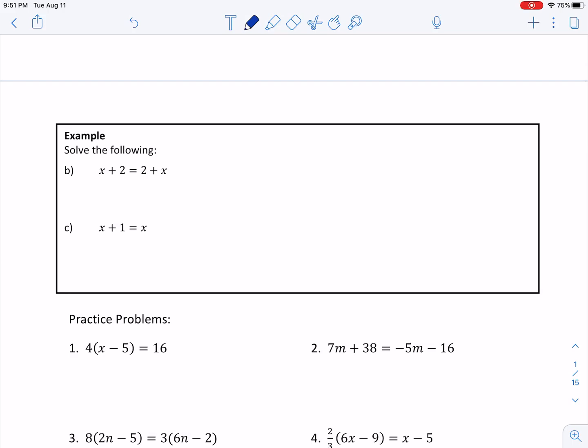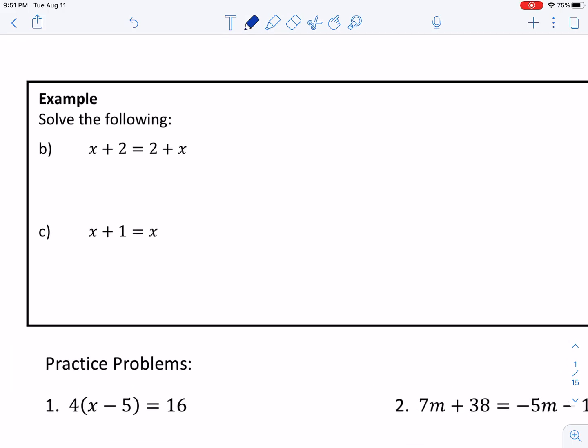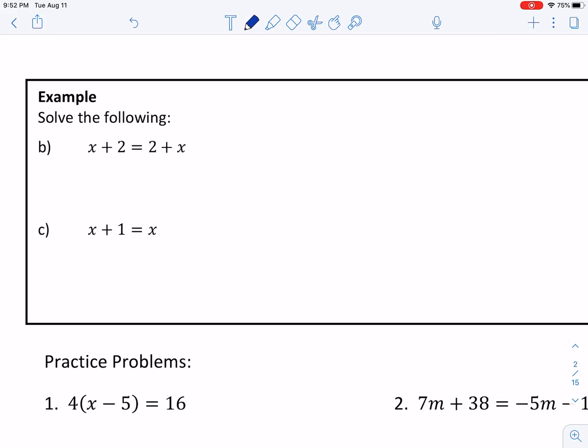Let's try example B. Hopefully you notice that x plus 2 is the same expression on both sides of your equation. So right away, whenever you notice something like that, there should be an infinite number of solutions. Another way you might see that is if we start isolating and we want to get the variables on the same side. Well, we get 2 equals 2.